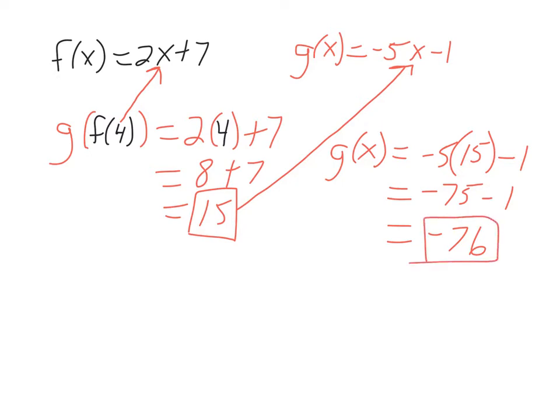So you start right in the middle. I started right here in that equation. So I go inside the parentheses, put the 4 into the f function, get that answer, which was 15, put that answer into my g function, wherever I see an x. I slide out that x, put in the 15, and then solve it from there.